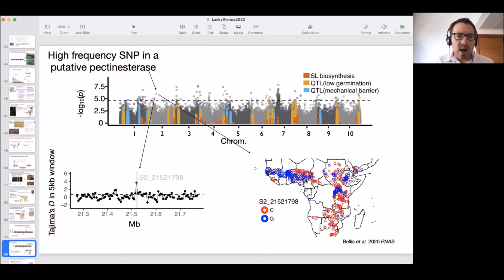So we are now finally starting to do some single locus validation of these genome-wide scans. It's a little late, but we are doing this now in sorghum in collaboration with breeders.